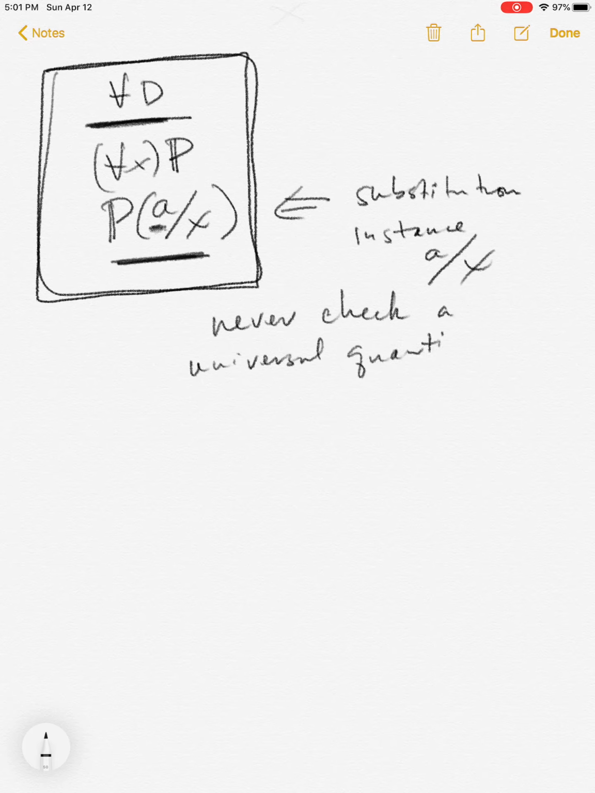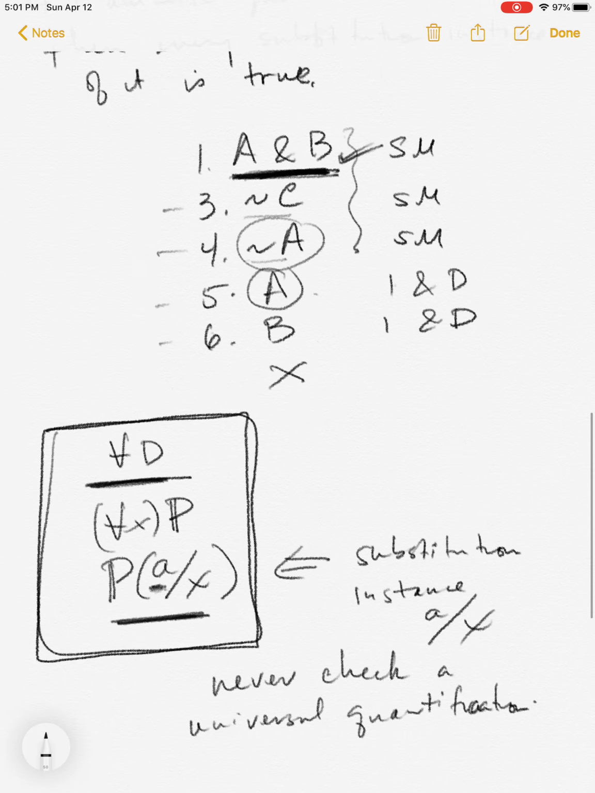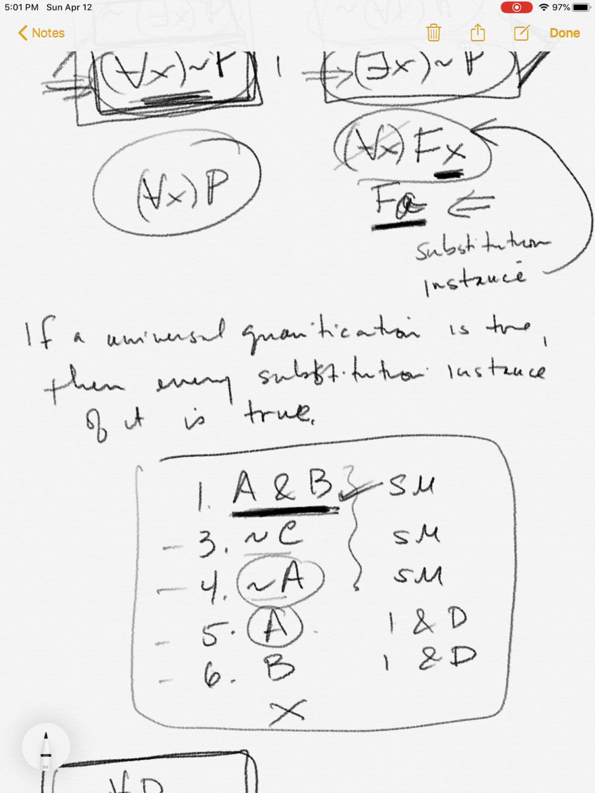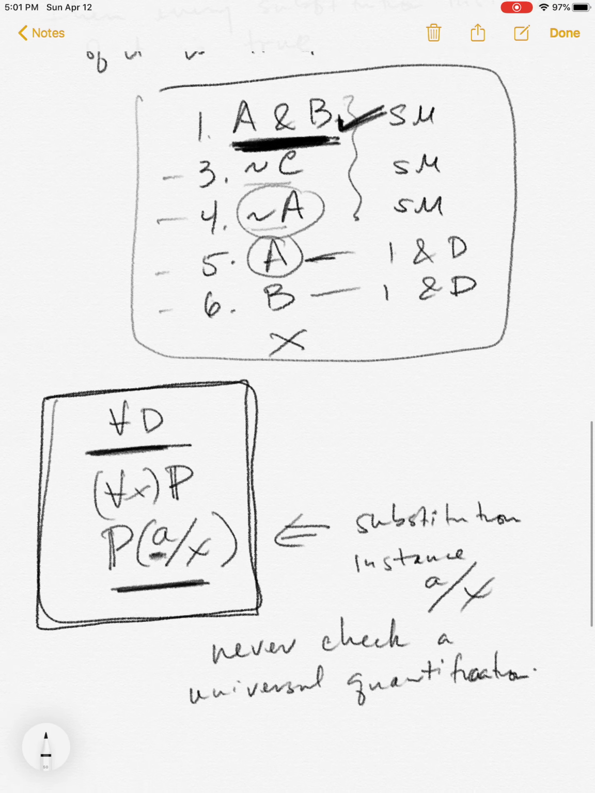Why is that? Remember back in trees for SL, we did check sentences after we decomposed them because we're sort of done with them. We're saying, if there were a truth value assignment that made this true, it would have to make A true, it would have to make B true. Done with it. We've dispensed with it.